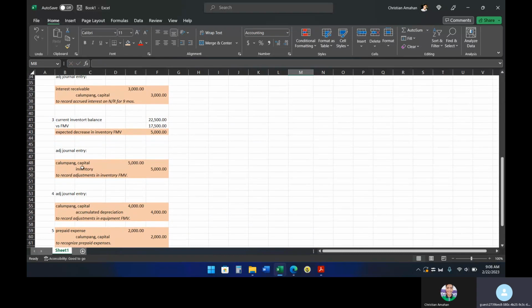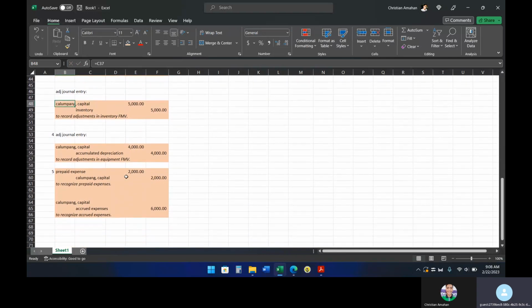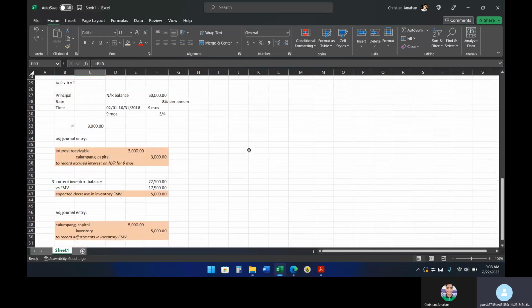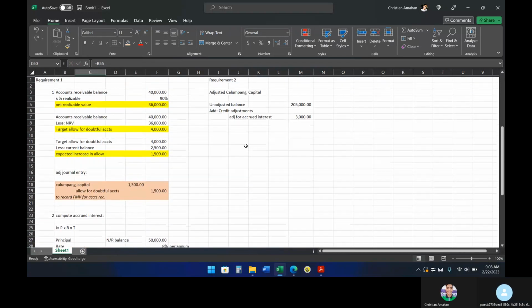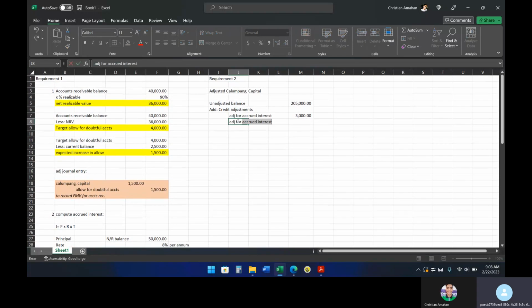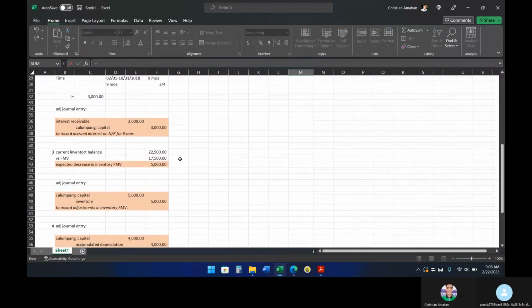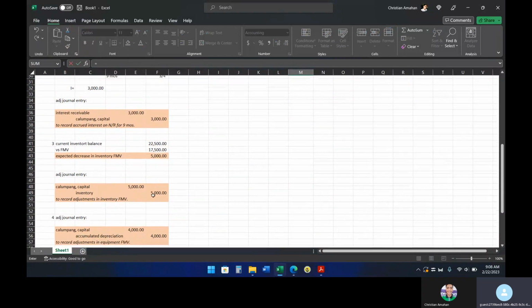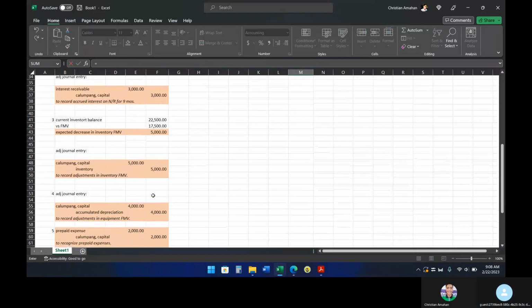Next, adjustment number 3, since it is a debit, we will not add it. Adjustment number 4 is also a debit, so we will not add it. In adjustment number 5, for the accrual we debited capital, but for the prepaid expenses recognition we credited it. So, the adjustment for prepaid expenses, the amount is of course 2,000 pesos.